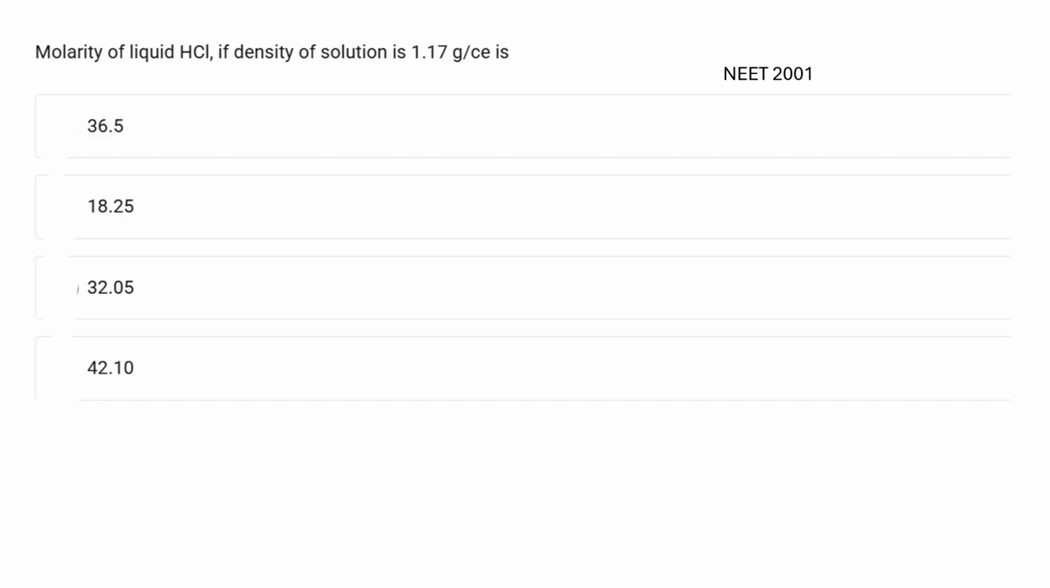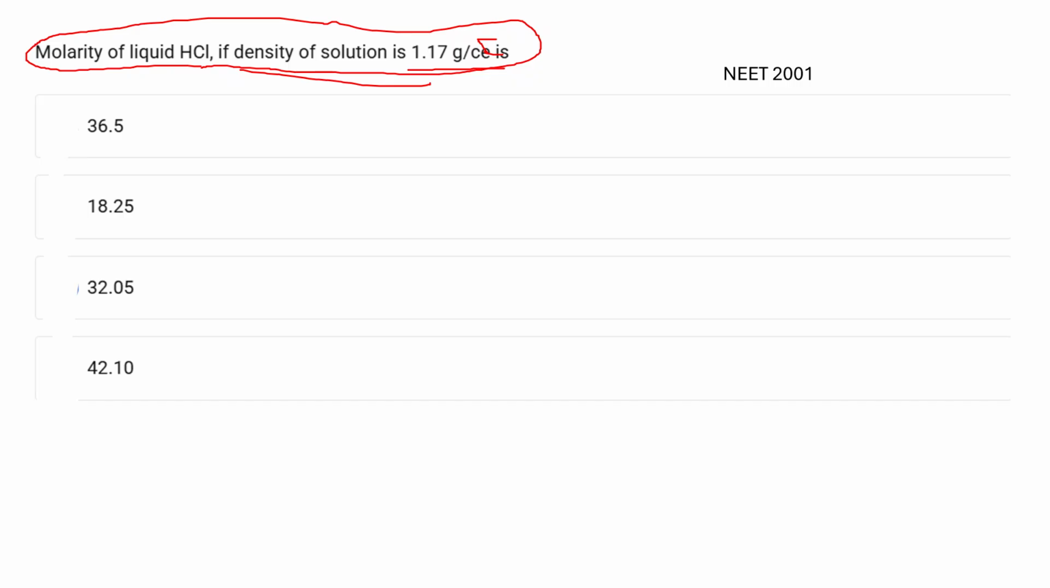So let's discuss. Molarity of the liquid HCl if the density of the solution is 1.17 gram per cc. This is cc, that is a mistake. They give one density, they are asking molarity. There is no direct interrelation, right? But there is an indirect interrelation between these two. We need to find that relation so that we can find the molarity.